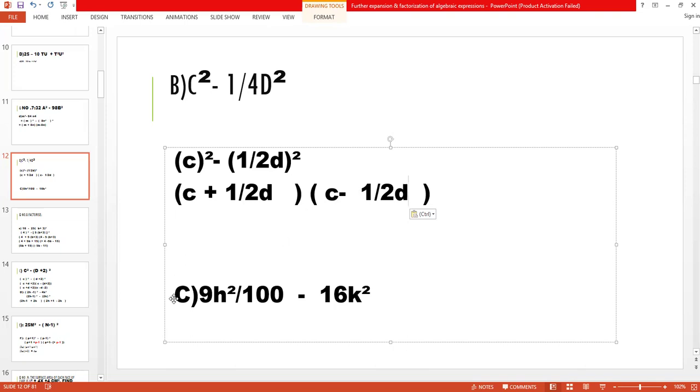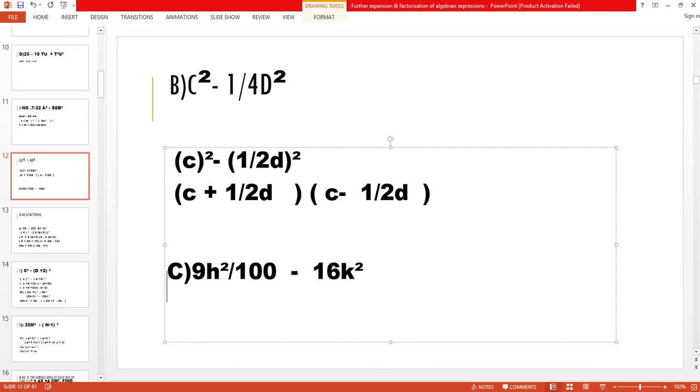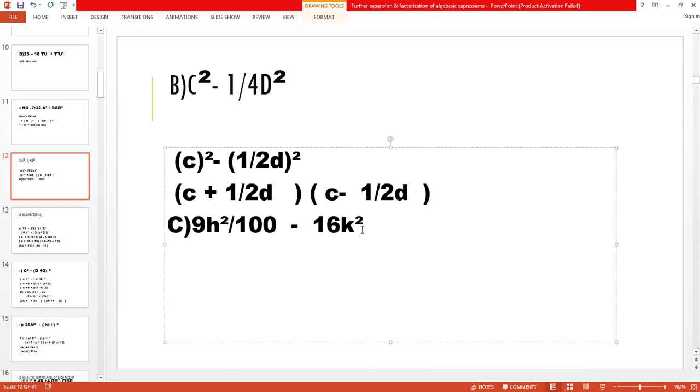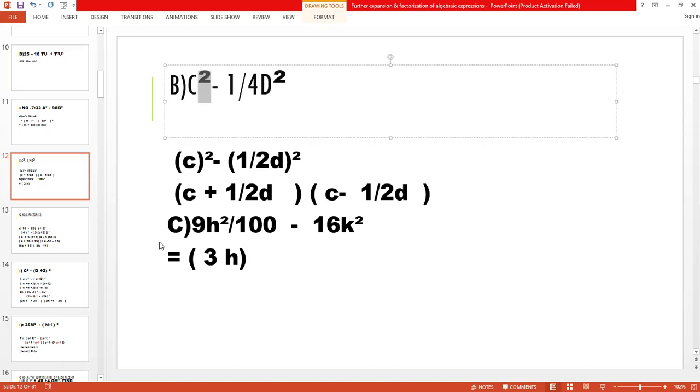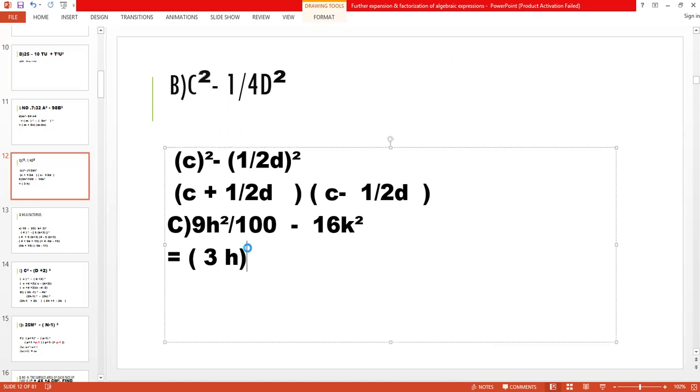Now move towards the last part, that is C, because D we have already done. Again, two terms are there, and first we have to write, 9 is the square of which number? 3. 3 into 3 is equal to 9, and h square is the square of which variable? H. First I have to write the square. And next I have to write this negative. Difference of two squares. So I have to write this negative, then 16. 4 into 4, 16. Okay. This one is the first term.